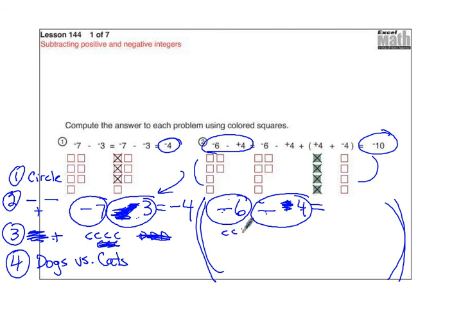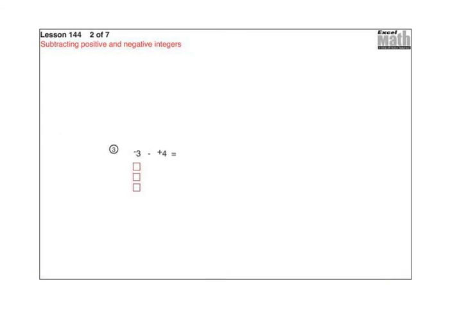That means we have 6 cats and we have 4 cats. And altogether, what do we have? We just have 10 cats, -10. That should be written on your paper looking almost exactly like that. Hopefully a little bit neater than what mine looks like. All right, here's the next problem to try. You can probably just do it right here on the problem. Pause the video, turn it back on when you're ready to see the solution.